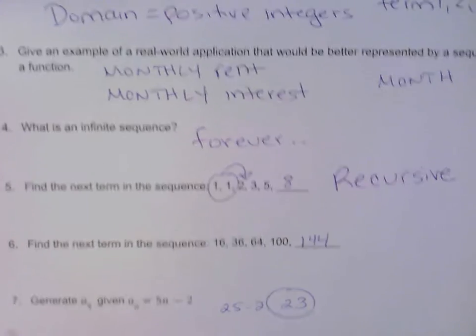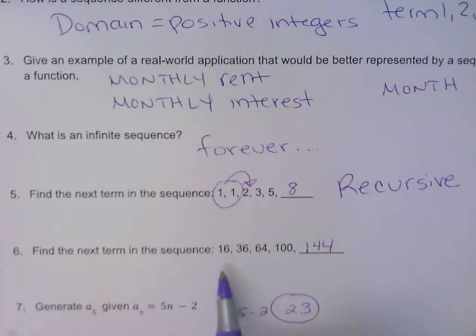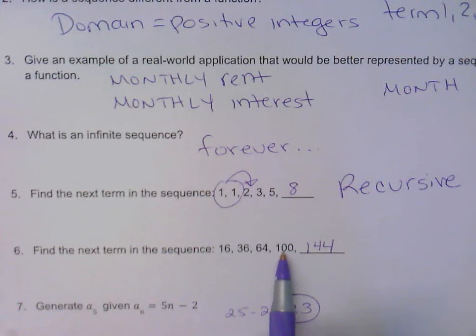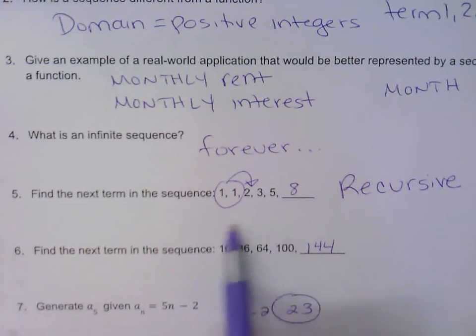Could you see this pattern? This is 4 squared, 6 squared, 8 squared, and 10 squared. So this would have to be 12 squared. Thinking about it, these are patterns of perfect squares.